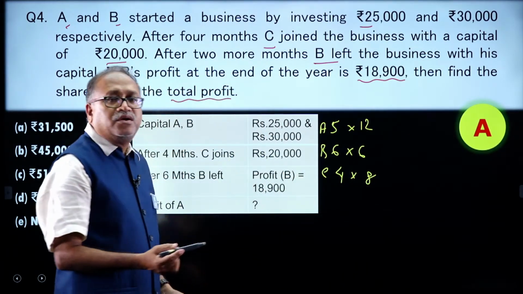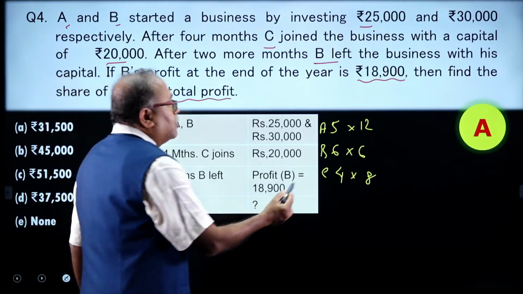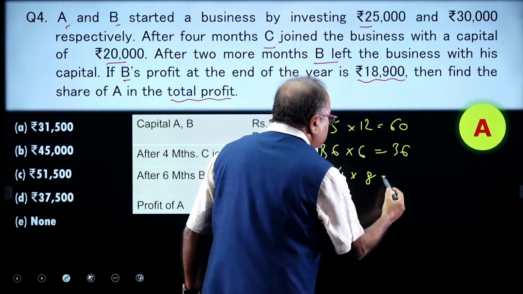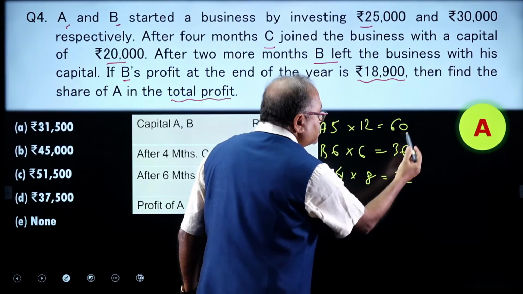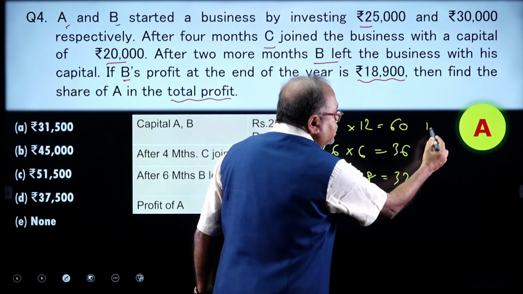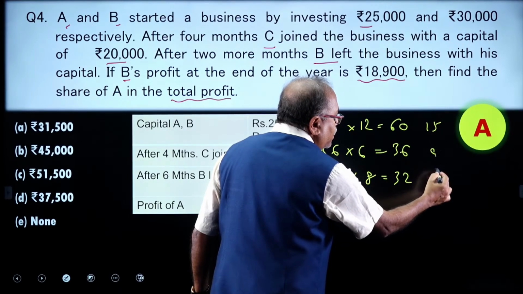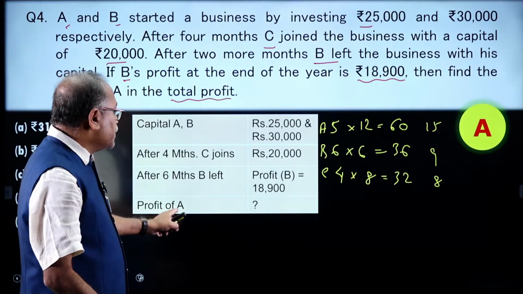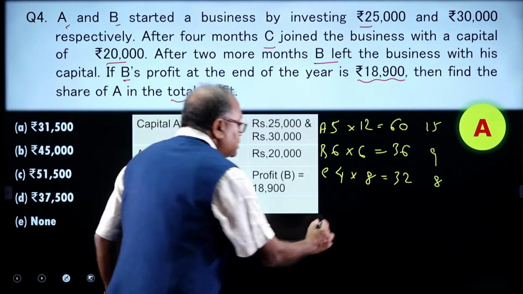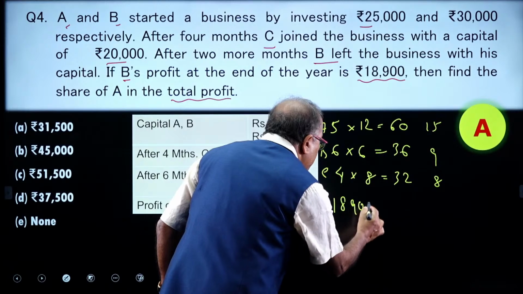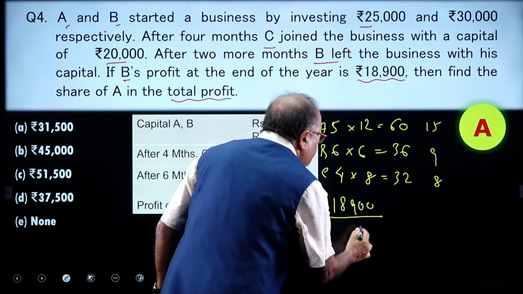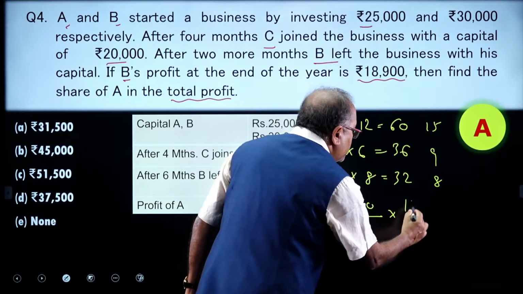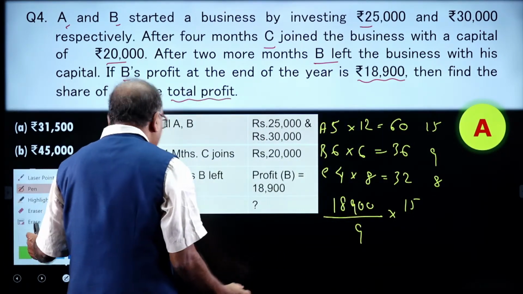And from here, you can cancel some numbers. This is 60, this is 36, and this is 8, 4, 32. All the numbers are getting cancelled by 4. This is 15, this is 9, and this is 8. Done. So you need to find out the profit of A, where B's profit is given to us. That is 18,900, and B is how much? 9 parts. Divide by 9. My requirement is for A, and A is how many parts? 15 parts. So beautifully done, my dear friend.